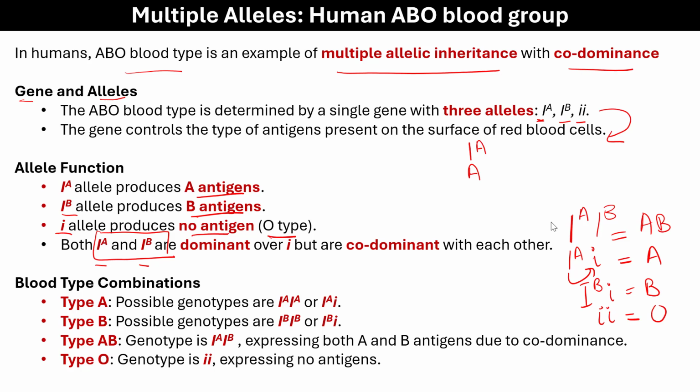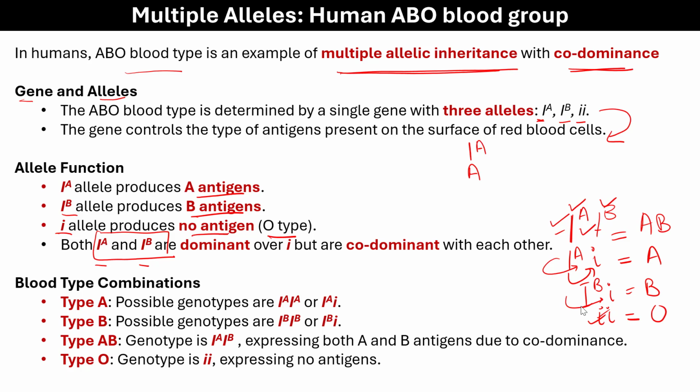So capital letters are representing the alleles which are codominant, and the small letter is representing the allele which is recessive. So what we got from this concept is, one, there are more than one allele. There can be IA, IB, or i, not just two. Second, there is codominance between IA and IB, but both IA and IB are completely dominant over small i.